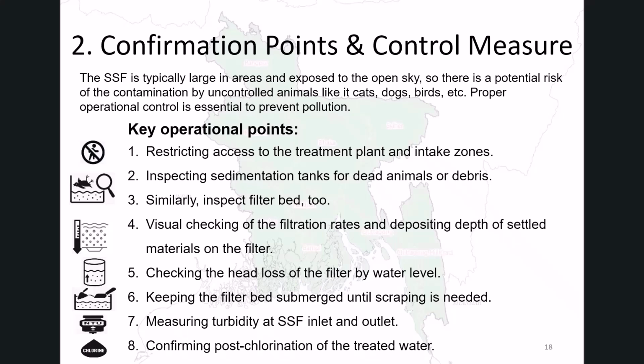4. Filtration rate should be visually checked, and the depth of deposited material on the filter surface also must be observed. 5. Head loss is checked by monitoring the water level difference. 6. The filter bed must always remain submerged until scraping is required. 7. Turbidity should be measured at both the inlet and outlet of the slow sand filter. 8. Post-chlorination of treated water must also be confirmed. However, please note that this session does not cover chlorination as it will be covered in another session.